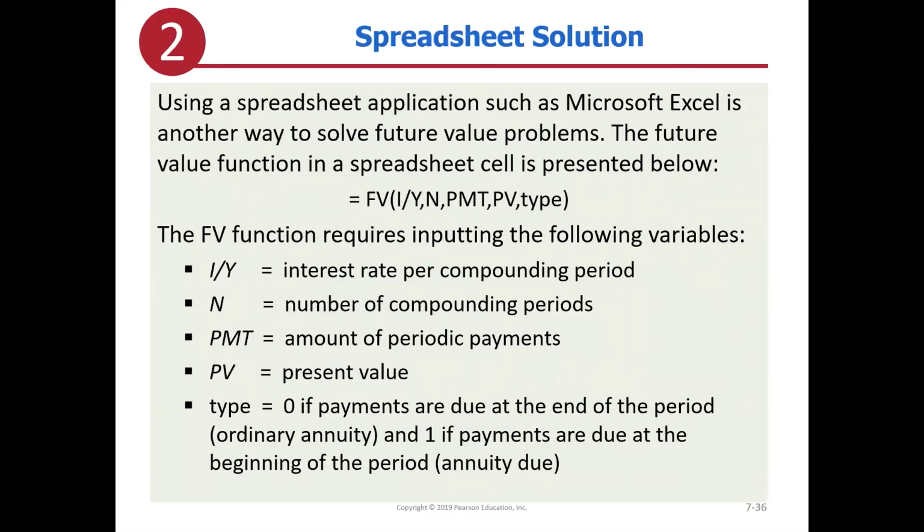Now, using a spreadsheet application such as MS Excel is another way to solve future value problems. The future value function in a spreadsheet cell is in this slide. You have the equal future value, I over Y, then you have N, payment, present value, then type, okay? So we know that I over Y is the interest rate per compounding period. N is equal to the number of compounding periods. PMT is the amount of periodic payments. PV is the present value, and the type will be 0 if the payments are due at the end of the period, and we call that ordinary annuity. And if the payments are due at the beginning of the period, we would use 1, which is also called the annuity due.